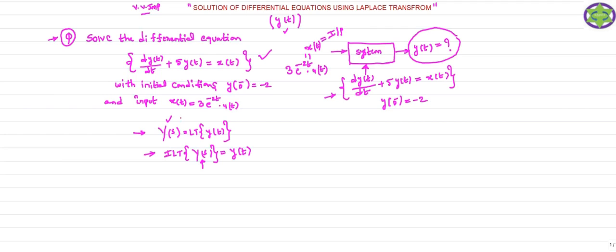After finding capital Y of S, the next thing is you have to apply the inverse Laplace transform for Y of S. The inverse Laplace transform of Y of S gives the system response, that is Y of t. This is the first step, and this is the second step.